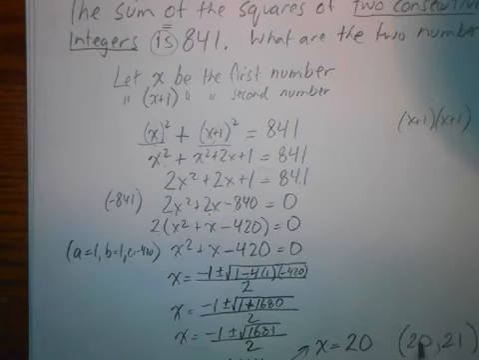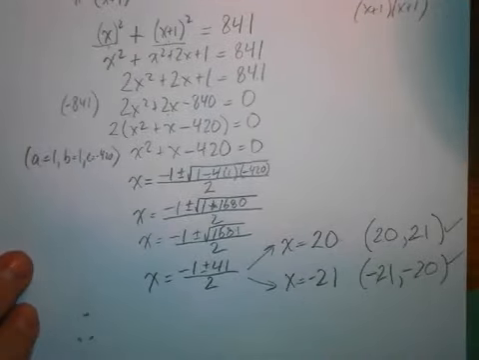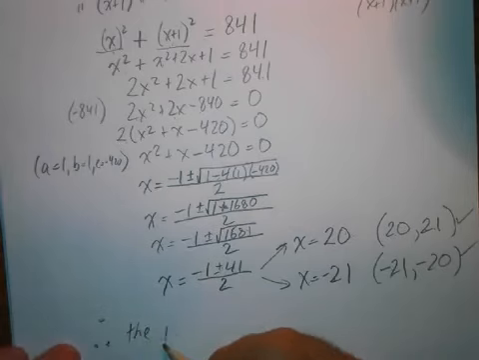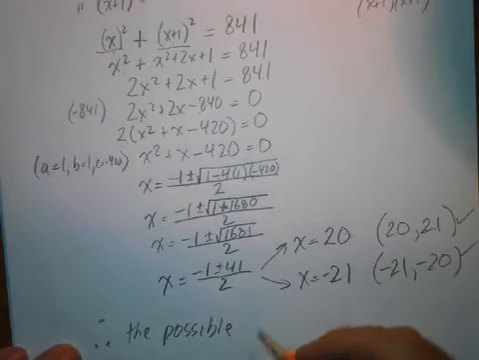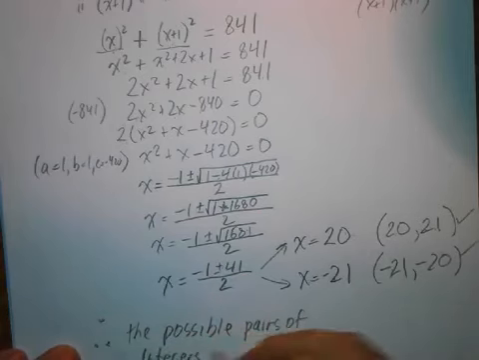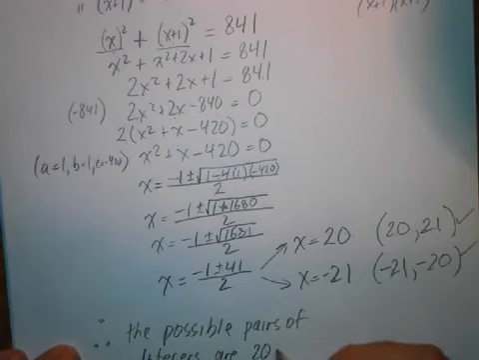If I square each of those, what do I get here? 400 and 441. Don't forget, negative times negative is positive. If I square this, I get 441. If I square that, I get 400. So both of these are valid pairs of numbers. Sorry if you didn't see that. These are the 2 pairs. So when I answer the question, therefore, the possible pairs of integers are 20 and 21, and negative 21 and negative 20.